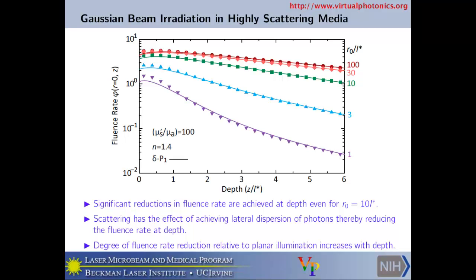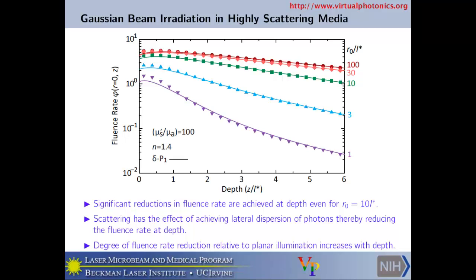As you shrink that beam, so this is like a 1 millimeter beam, this is a 3 millimeter beam, 10 millimeter beam, you see significant drops in the fluence rate, both the magnitude and the attenuation. And this is the fluence rate along the center line, along the center of the beam. So what happens here is that as the beam gets smaller and smaller, the scattering allows the light to basically escape to the side. You get lateral dispersion and you get depletion of the light more rapidly along the center line.